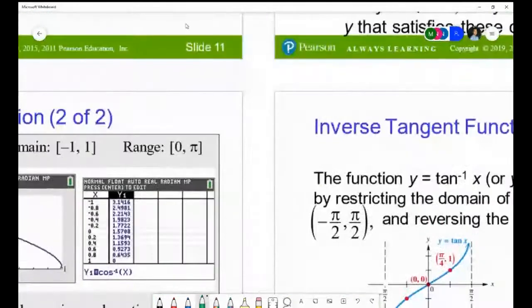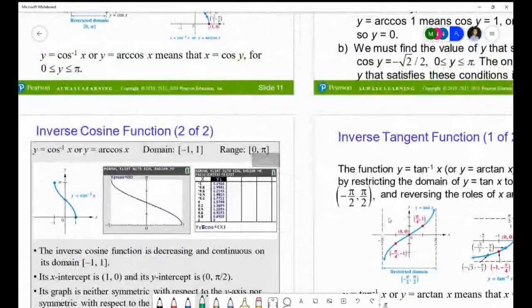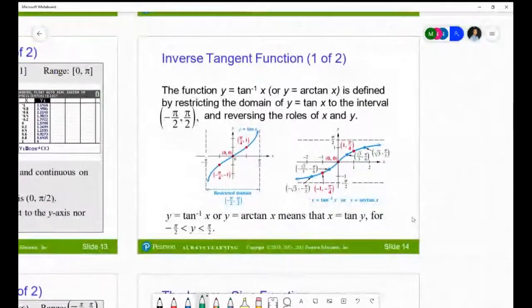All right, same thing for tangent. For tangent, we are going to restrict it from negative pi over 2 to pi over 2. And if we reflect that graph over the line y equals x, you can see here our domain is actually all real numbers for the inverse tan function. It goes all the way from negative infinity to positive infinity, but it is bounded in the range from negative pi over 2 to pi over 2, which is basically the bounded domain of our original tan function. So remember that the domain and range just switch.